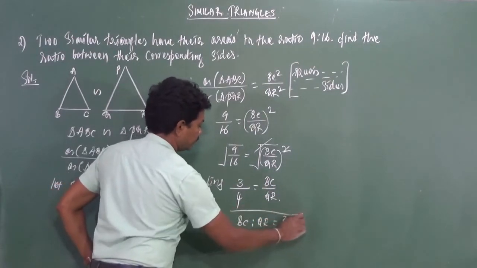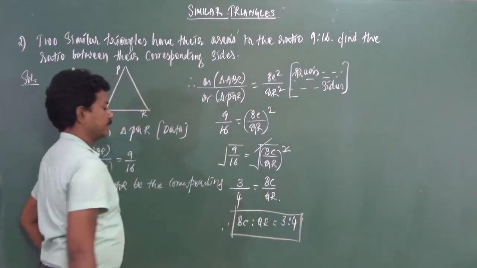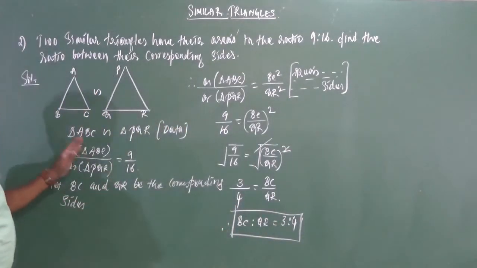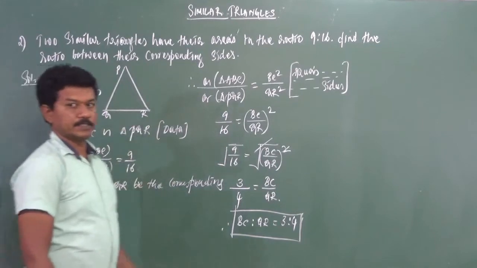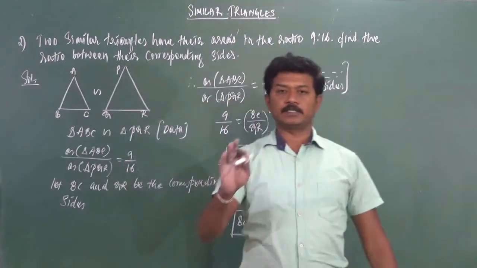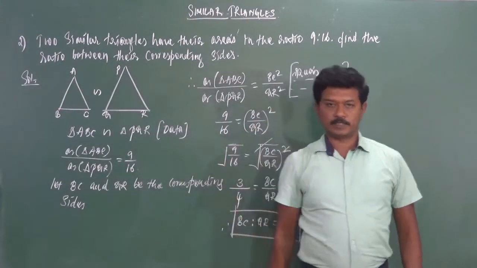So what is the ratio between the corresponding sides? The ratio between the corresponding sides is 3 is to 4. So very simple and very important. It will be asked for 1 mark as well as 2 marks.